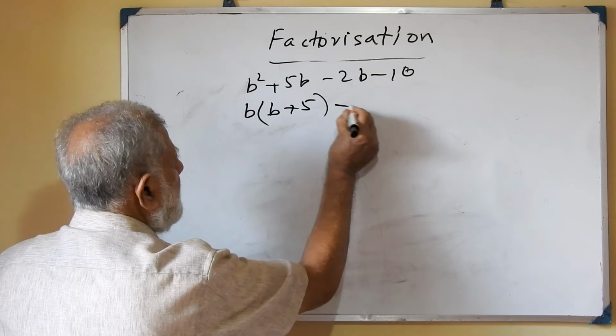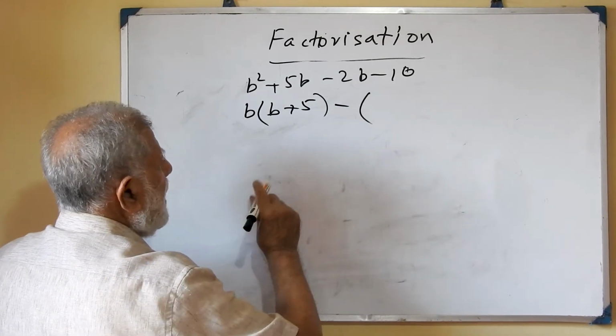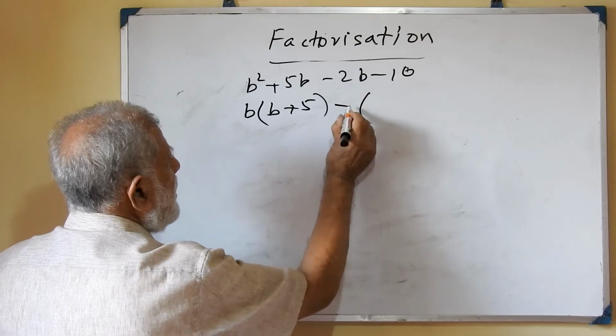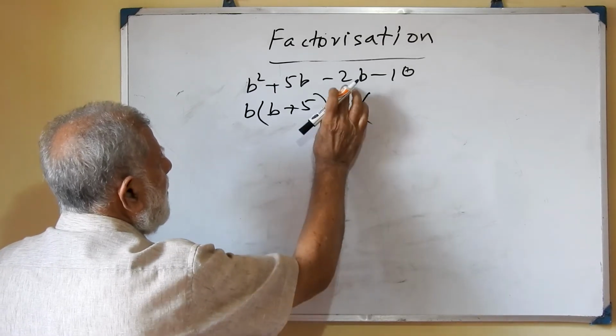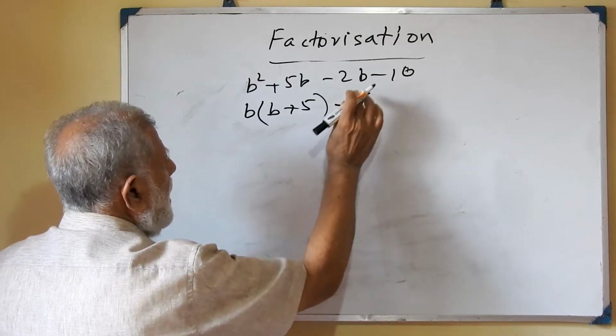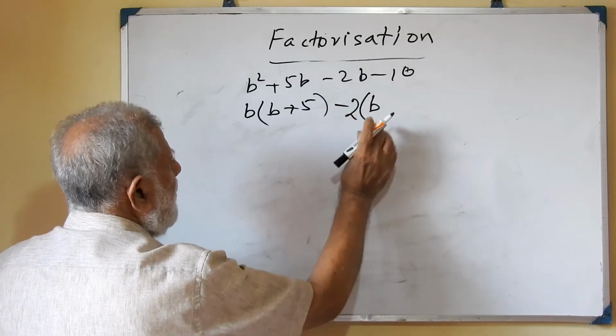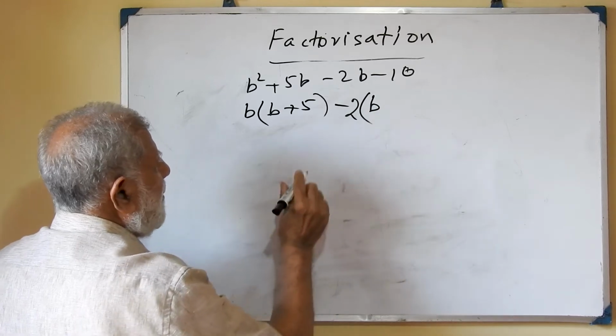Here then minus. Out of the 2b and 10, what is common here? 2 is common. So we take out the 2, minus 2, and here b is remaining. Now what is the sign here? That's what you have to be careful about.